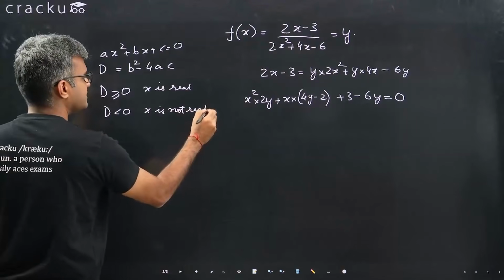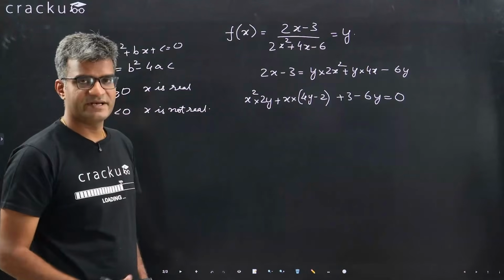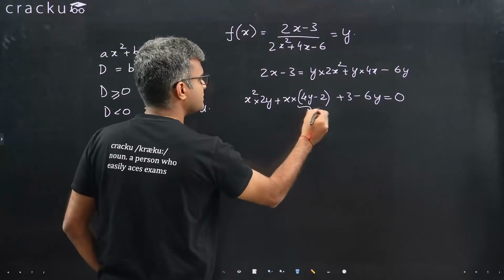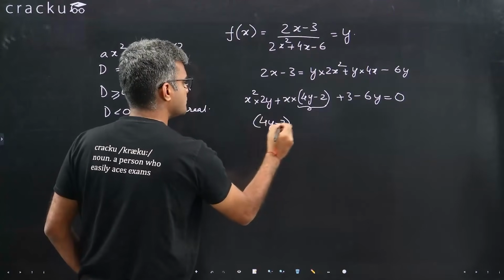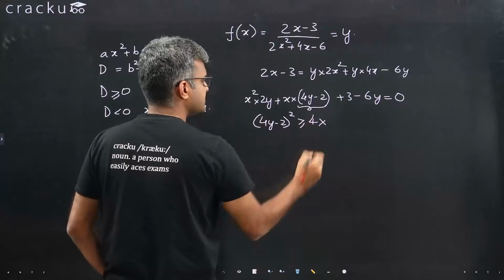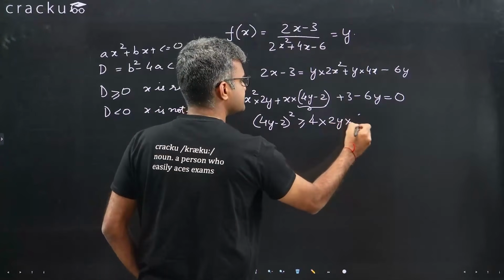Here we are told that x is a real number, so the discriminant of this given quadratic equation has to be greater than or equal to 0. What is the discriminant? It is the square of the coefficient of x, which is (4y minus 2) whole square, should be greater than or equal to 4 times the coefficient of x square, which is 2y, into the constant term, which is 3 minus 6y.